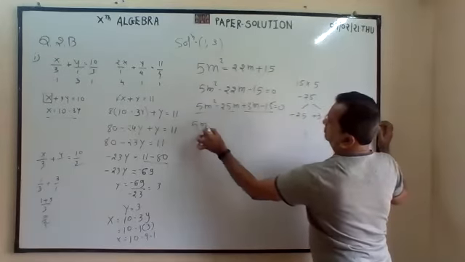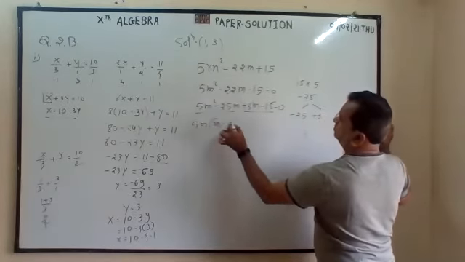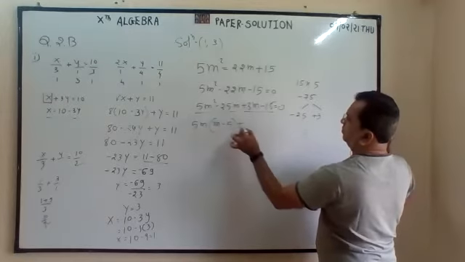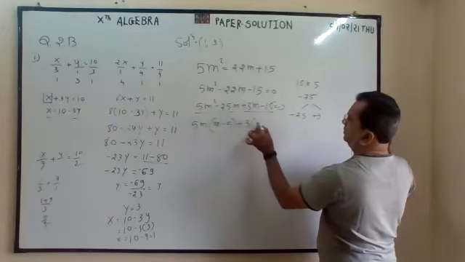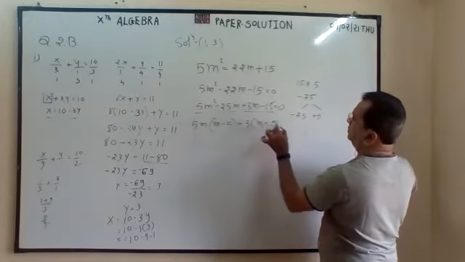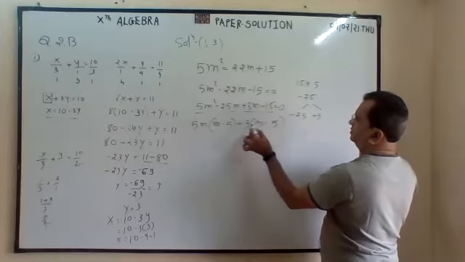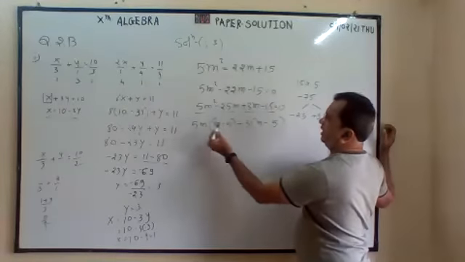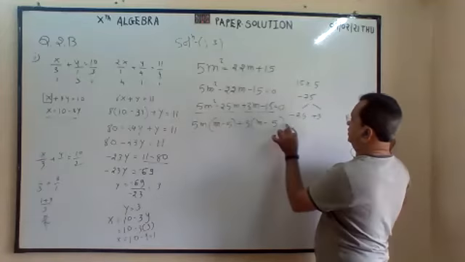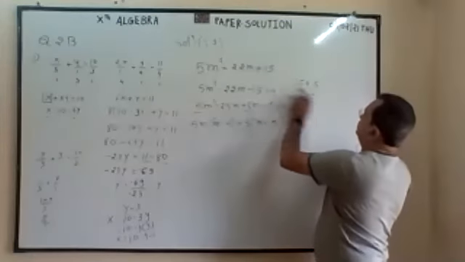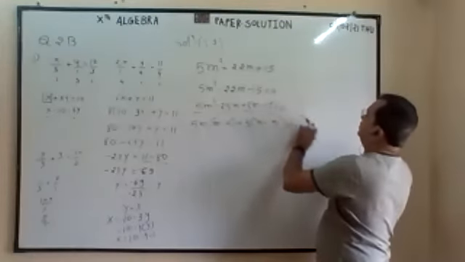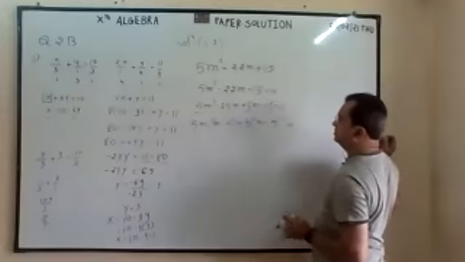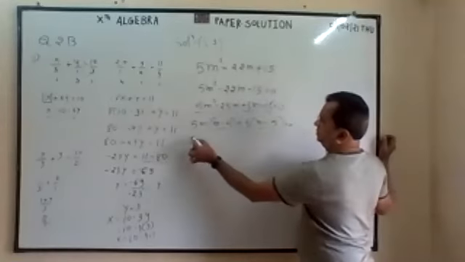5m is common. 5 threes are 15, minus 5 3m, 5 fives are 25m, 5m into m, 5m square. This is your rough part, okay? Common of common.